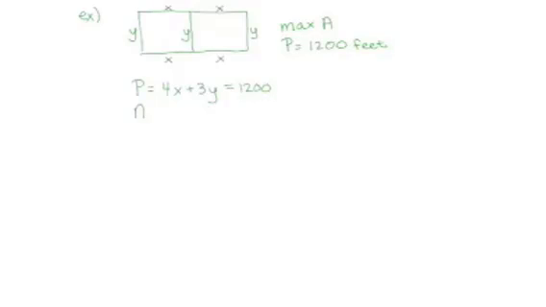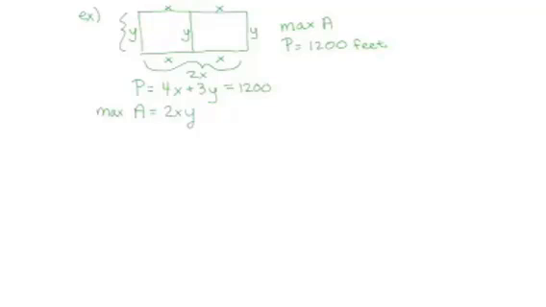We also want to find the area of the shape. Well, the area of a rectangle is just length times width. The length of a rectangle is 2x wide, so our length is just going to be 2x, and the height we already figured out was y. So we want to try to maximize this area when we only have 1200 feet of fencing.